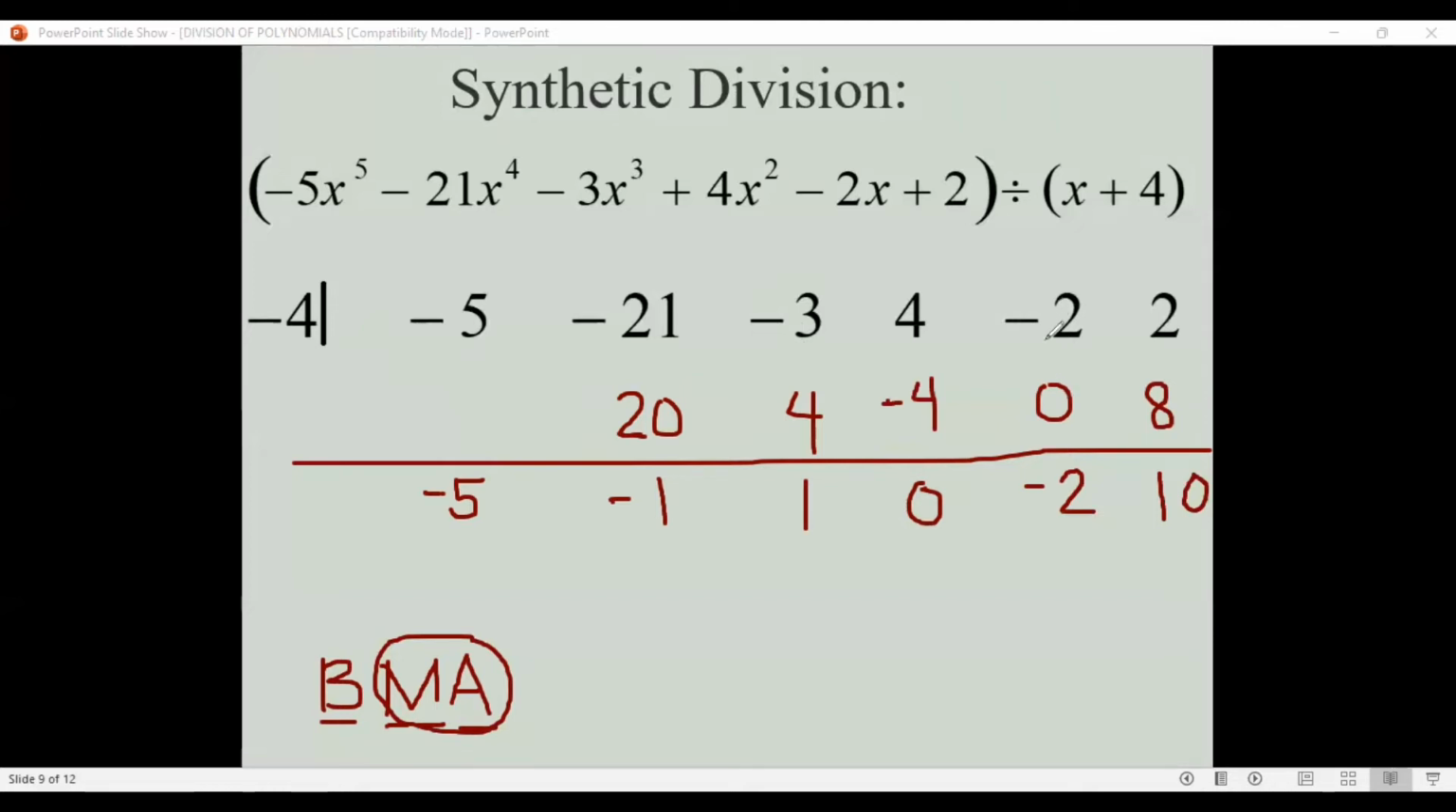And then adding negative 2 and 0, the answer that we have is negative 2. And multiplying the negative 4 with the negative 2, we have an 8. So we have here now equal to 10.